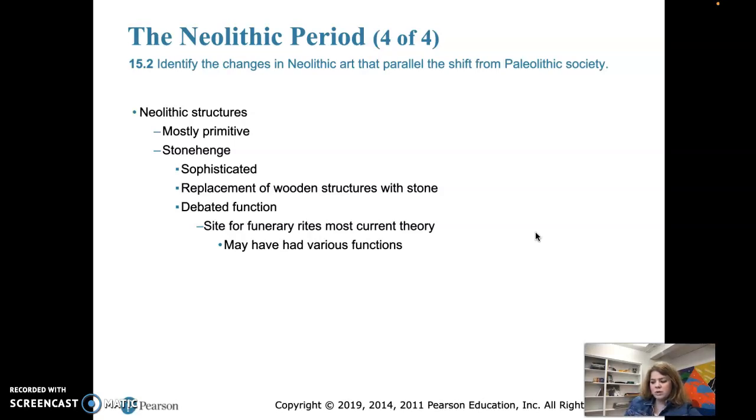Most Neolithic structures are very primitive, but we can talk about Stonehenge in south central England, which is more of an example of sophisticated Neolithic architecture. And it was built in layers over more than a millennium.